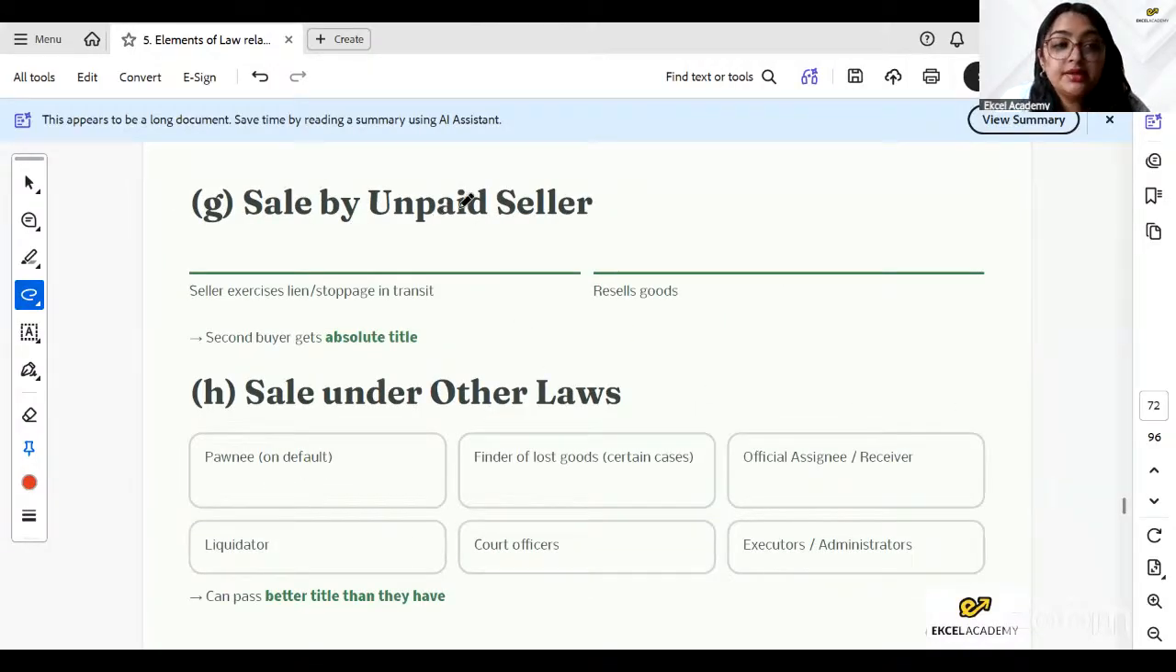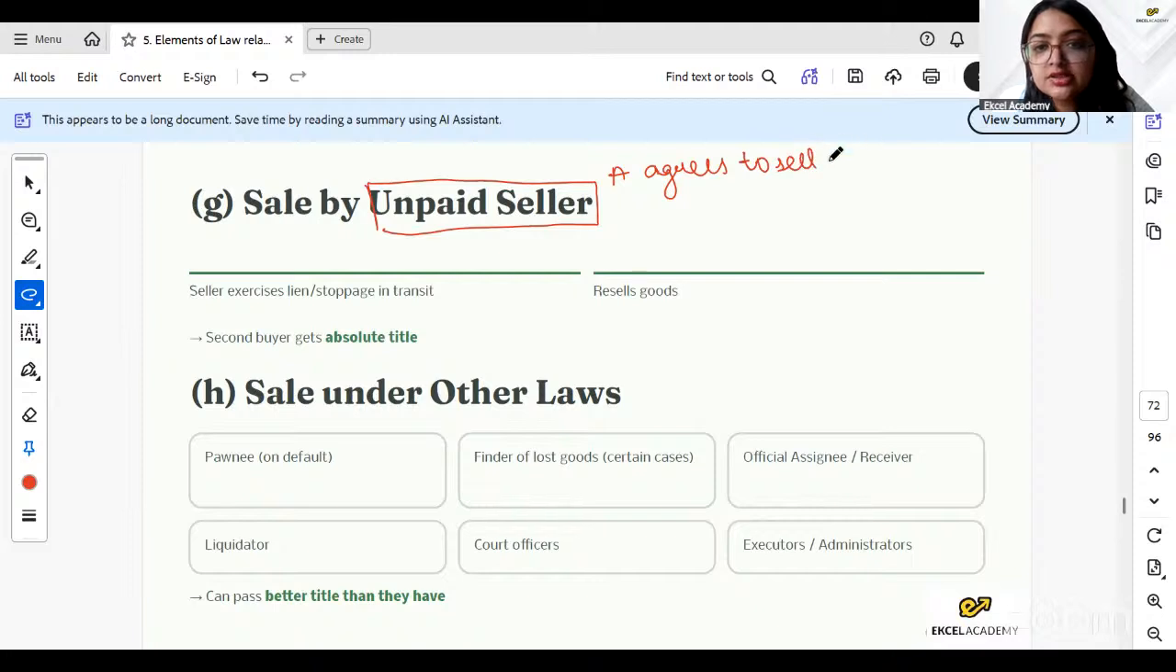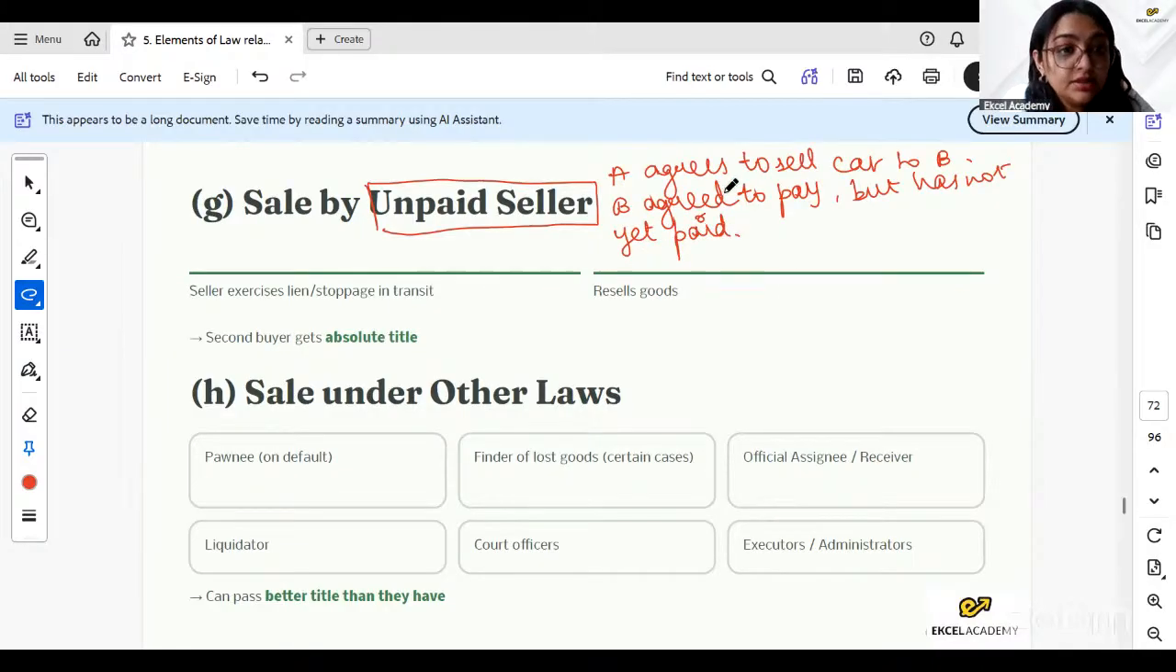Okay, sale by unpaid seller. Now this is an important topic which we will also be studying in detail a little later. So unpaid seller is someone who has not been paid the money even though they have completed their part of the sale. Let's say, for example, A agrees to sell a car to B. B agreed to pay but has not yet paid, which means that your payment is pending. That makes A your unpaid seller. That is, A has still not received the payment.